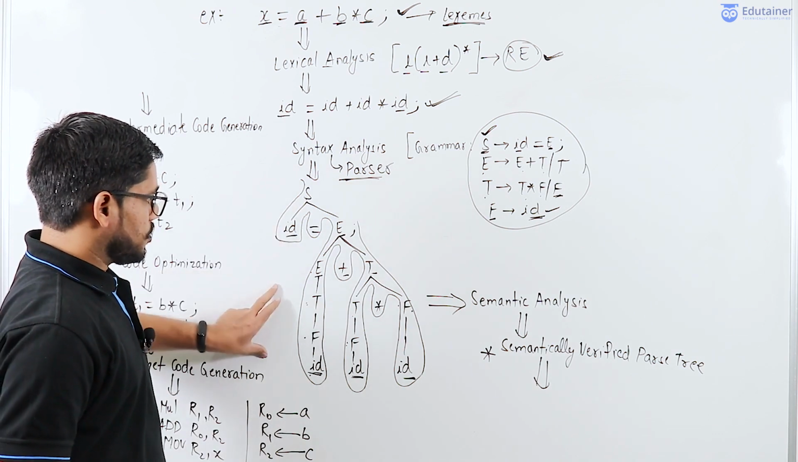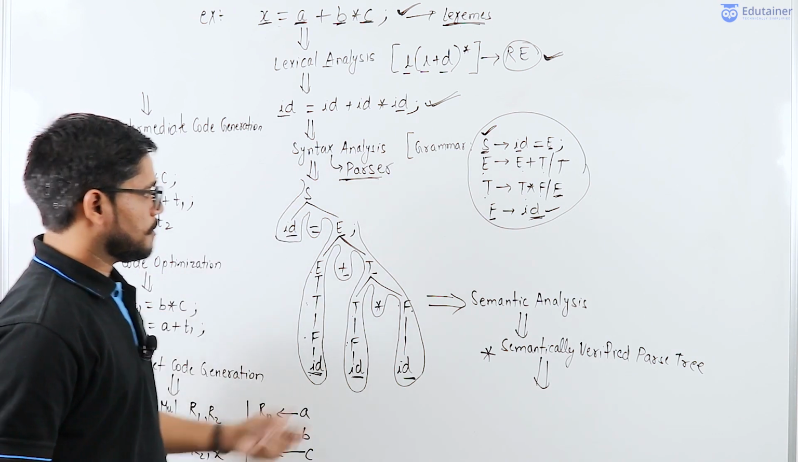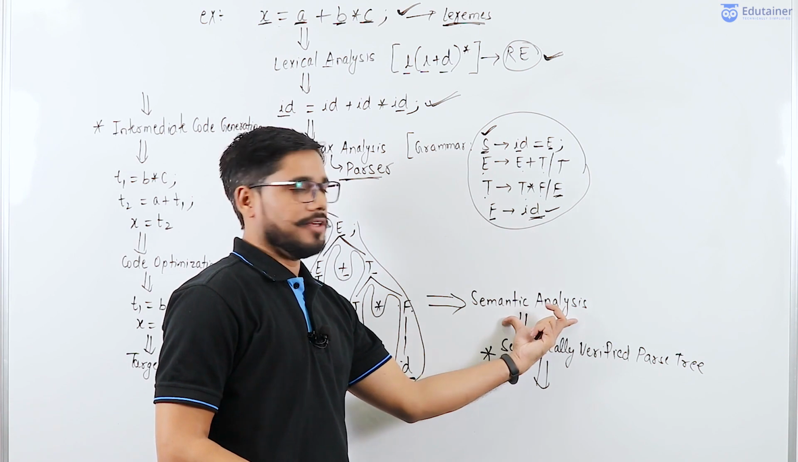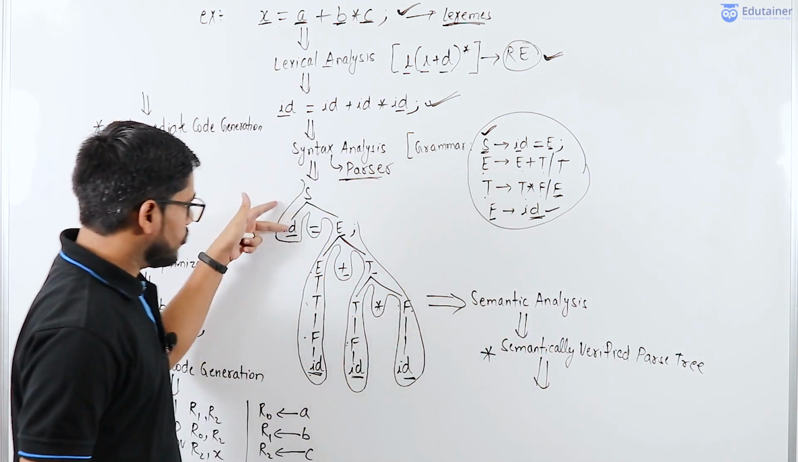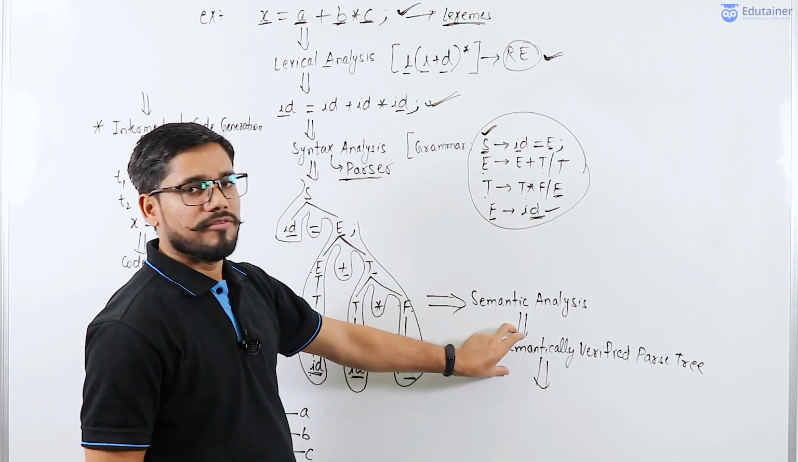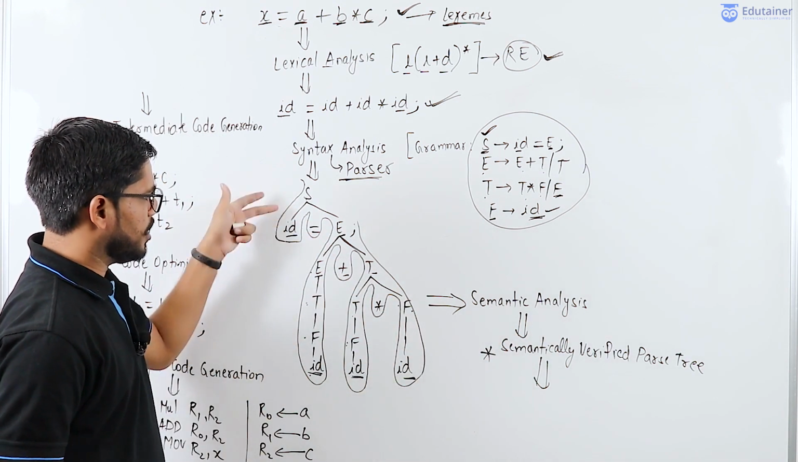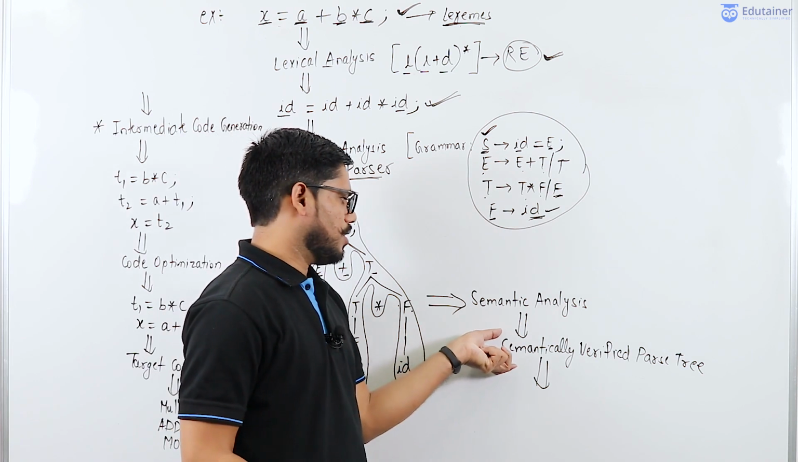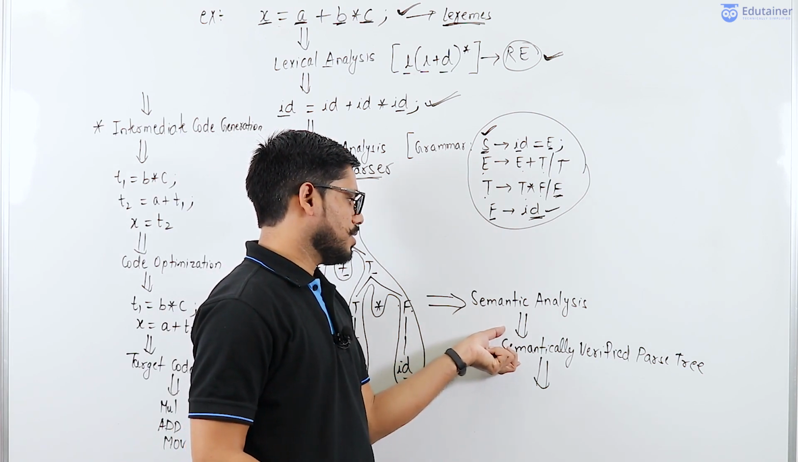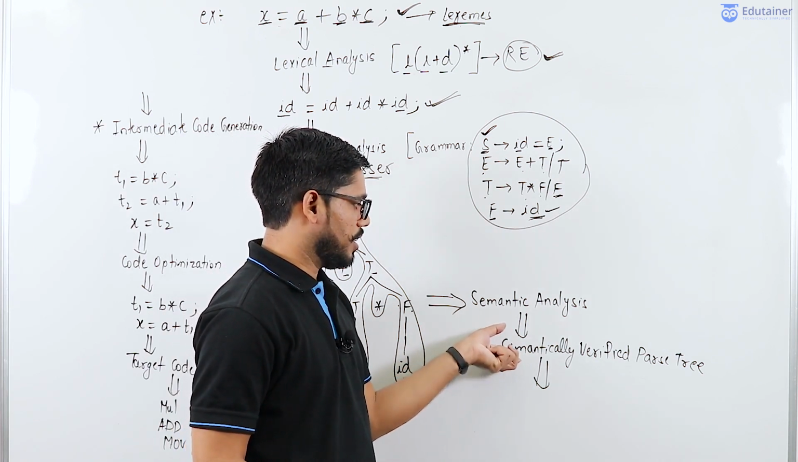Okay, now this parse tree is passed to the semantic analysis phase. The semantic analysis phase will convert this parse tree into a semantically verified parse tree. But here the parse tree is already verified semantically, so we do not do anything here. A semantically verified parse tree is automatically achieved here.